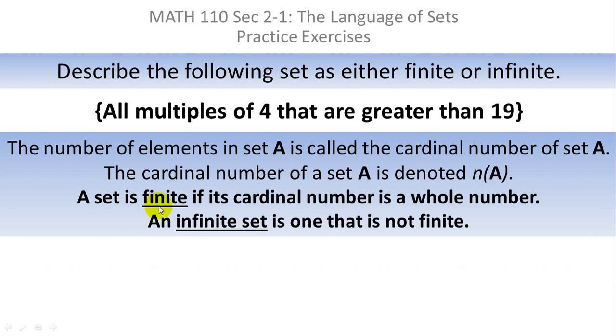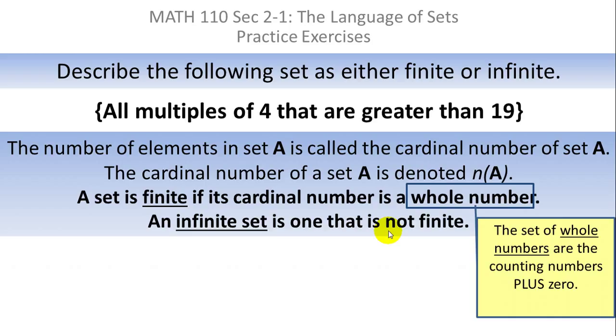Basically, a set is finite if its cardinal number, in other words, this number here, is a whole number, like 5 or 7 or 150 or 10 million, a whole number. Whole numbers are the counting numbers plus 0. It's infinite otherwise. It's a simple idea. If you can associate a whole number to the number of elements in that set, or the cardinal number of that set, then it's finite, otherwise it's infinite. So here they're asking about the multiples of 4 that are greater than 19.